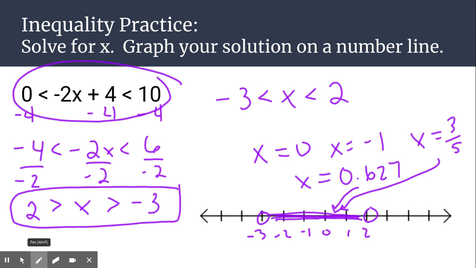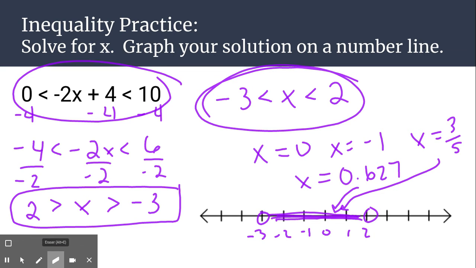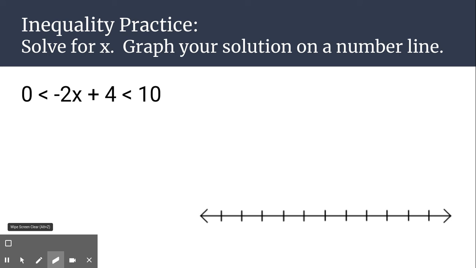And that's why we have to write this as a solution set like this, in this notation with our inequality symbols, because now we're talking about a set of solutions instead of just one single solution. Let's hop to the next screen.